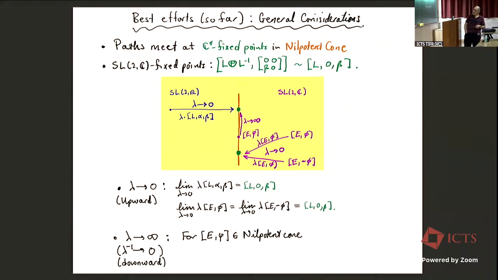We also will need a flow between fixed points in the nilpotent cone. We'll see in a minute why those come up. And so those correspond, I guess, to downward flow. That corresponds to taking a flow along a C star orbit, letting lambda go to infinity, or 1 over lambda go to 0. That remains a flow entirely within the nilpotent cone, but can take you from one fixed point to the other.